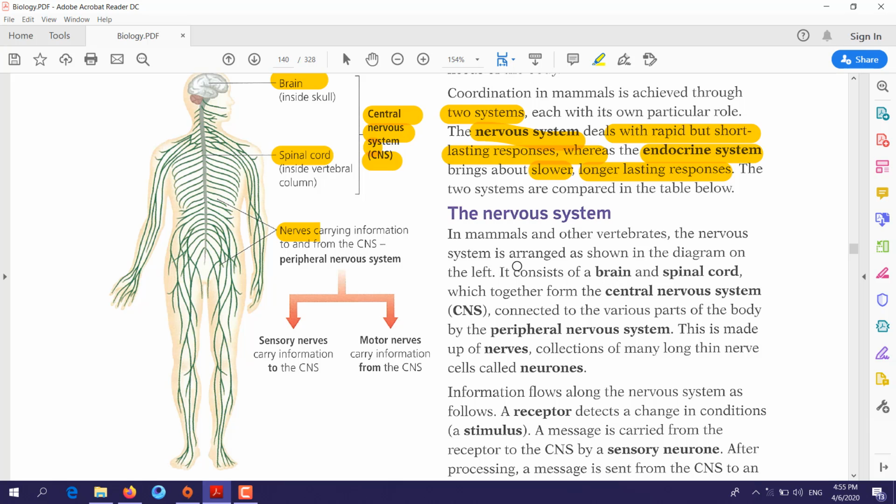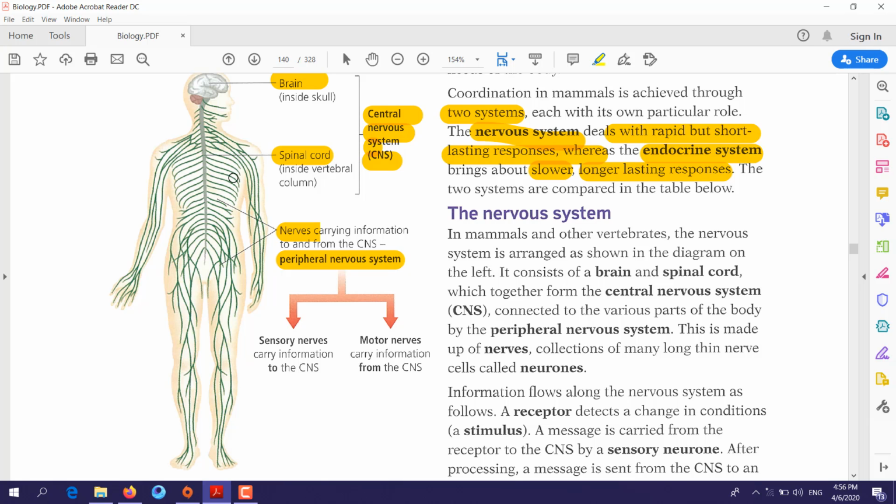Okay, then the second part of it, we call the peripheral nervous system. The CNS is connected to various parts of the body by the peripheral nervous system. This is made up of nerves. So brain and spinal cord together form what? The central nervous system. Then the second part of the nervous system is what? It's the nerves. These nerves carry information to and from the CNS. We call it the peripheral nervous system.